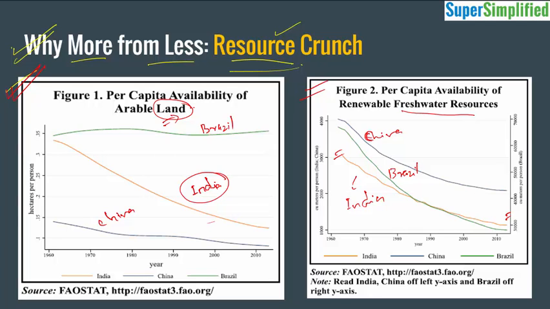And the problem of India is also very severe because of another fact. The fact is that Brazil and China use only 60% of freshwater for their agriculture irrigation purpose, whereas we use 90%, right? So because of this difference, we are more dependent on this particular resource, right? So this is how the resource crunch is visible from these plots.